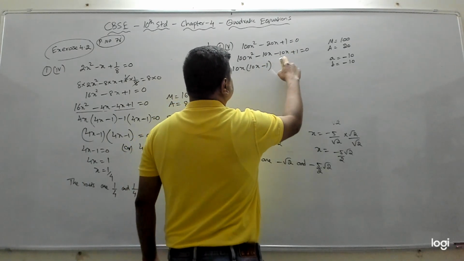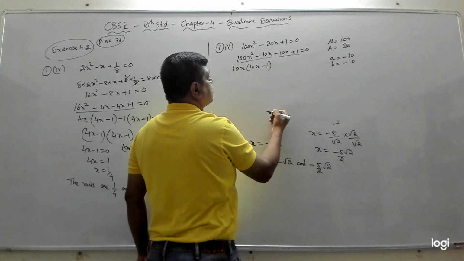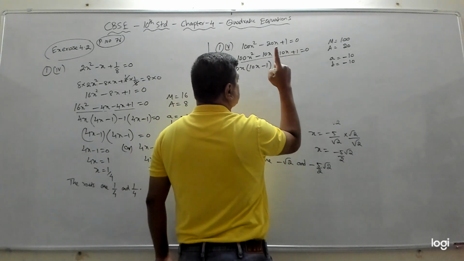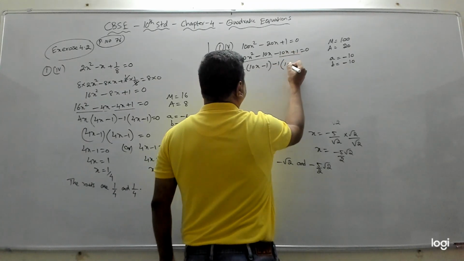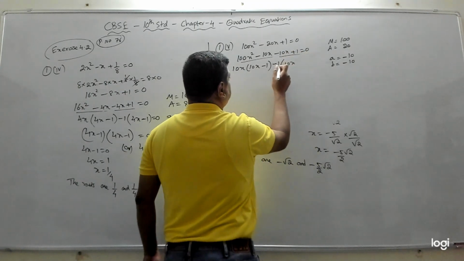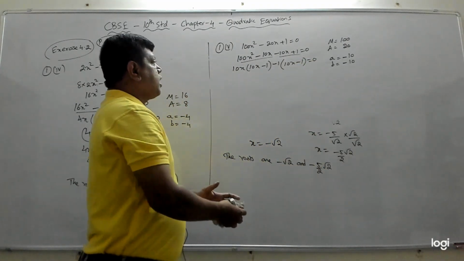From these two, nothing is common. From these two, 1 is common, and this sign is minus, so minus 1 is common. So this will become 10x, and plus 1 I have taken minus 1, then I will have minus 1 remaining, equal to 0. So you have to be very careful, people.